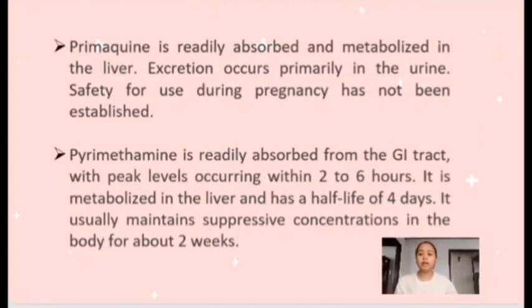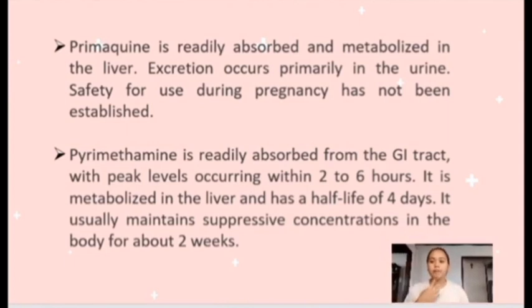Primaquine is readily absorbed and metabolized in the liver. Excretion occurs primarily in the urine. Safety for use during pregnancy has not been established. Pyrimethamine is readily absorbed from the GI tract, with peak levels occurring within 2 to 6 hours. It is metabolized in the liver and has a half-life of 4 days. It usually maintains suppressive concentrations in the body for about 2 weeks.